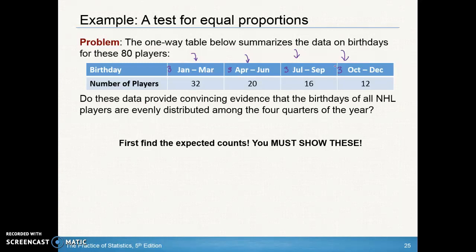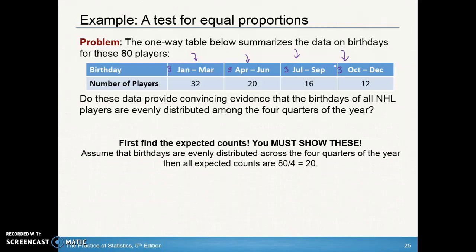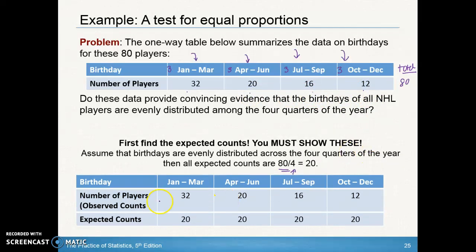Your first step is always going to be find the expected counts. Now notice this question does not give us what the proportions should be, but we assume that all birthdays are equally likely. Okay, so we're assuming that they're all evenly distributed across the 4 quarters of the year. So therefore, that means that since I had a total of 80, okay, always find the total. I should have written that first. Okay, taking the total of 80 divided by 4 because I have 1, 2, 3, 4 different categories, and that gives me 20. So I find it very helpful to put the expected counts right underneath it. Okay, and then if you add up the total, they should all add up to 80.